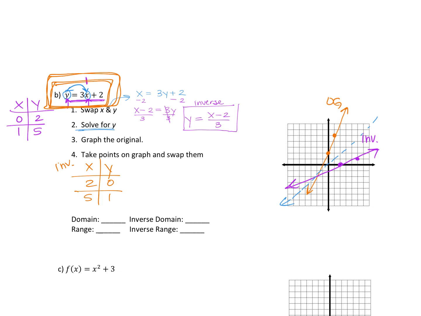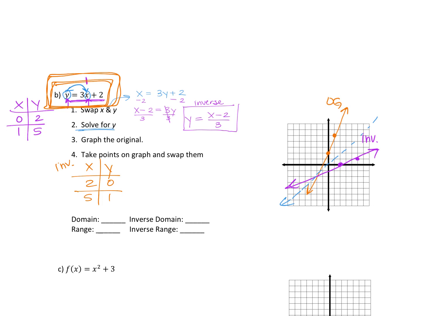And then instead of hitting table, now if you just hit graph, it'll show you what that graph looks like, okay? So you can see it on the calculator. You can do it the way I showed you by hand up here. Either way is fine, as long as you're getting to that point, okay?